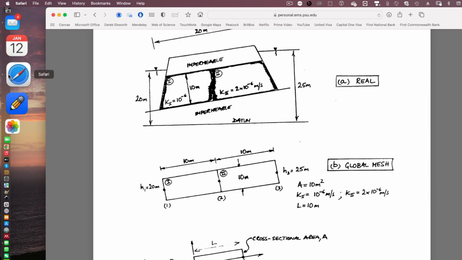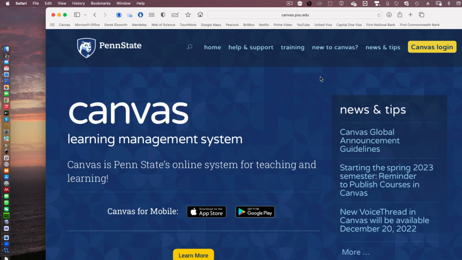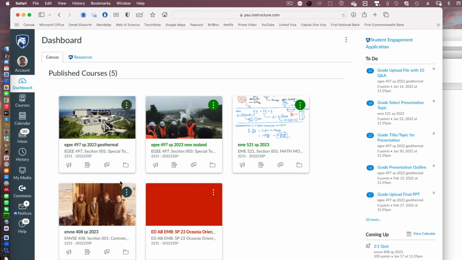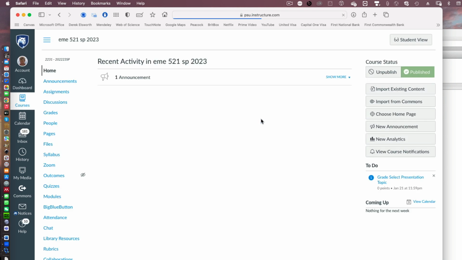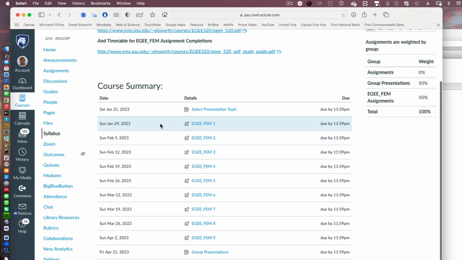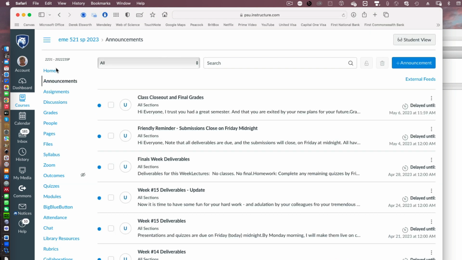So the place you would access these is in Canvas, and so you really only need to use Canvas. Everything's served to you there. I mentioned before that under syllabus, not only are the course resources page where you can download the program, the syllabus, and the timetable all there, but also you'll get reminded for your assignments to do here. But the individual lectures will be served to you.